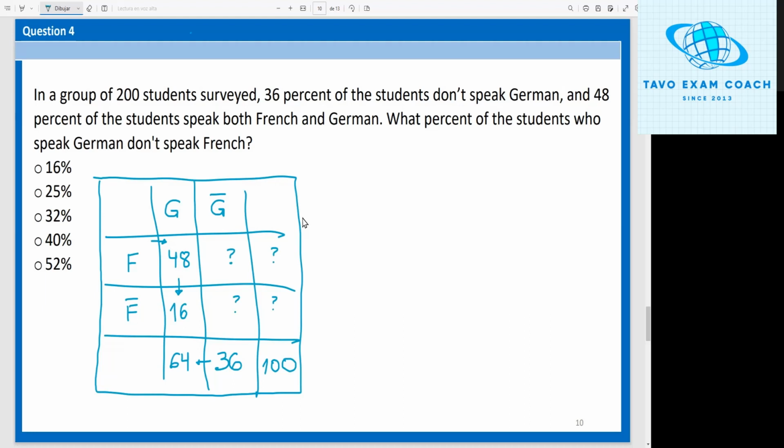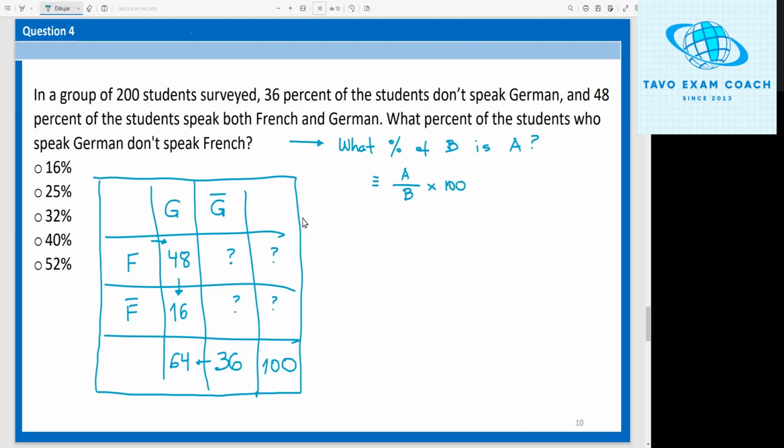What percent of the students who speak German do not speak French? They're asking us a question that we've already seen before. What percent of quantity B is a part of this quantity B we call A? How do we solve this question? By formulating this ratio, A over B, and multiplying this by 100.